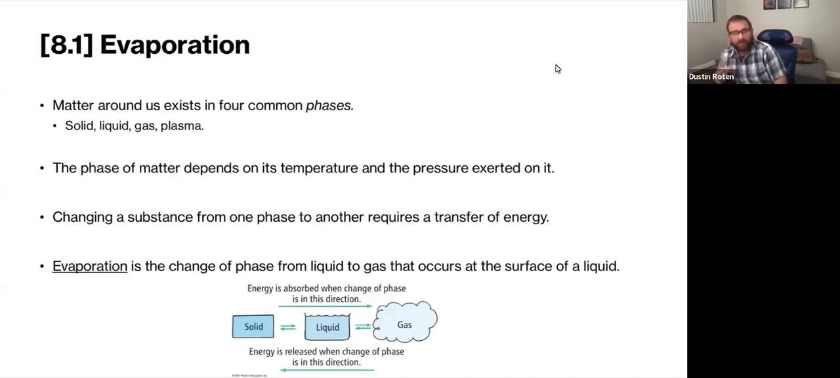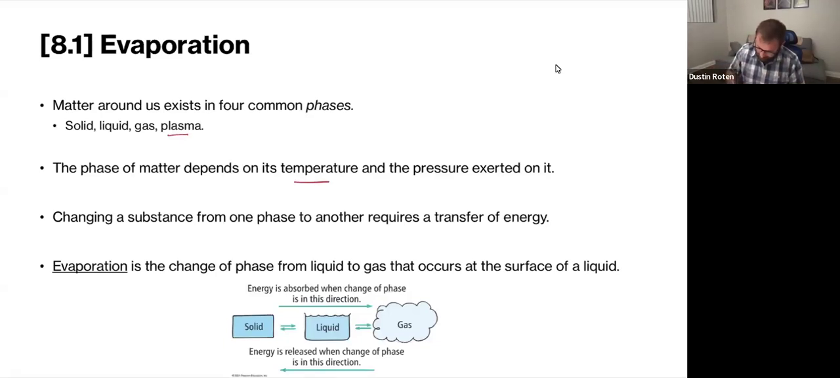So let's start with just some of the basics here with evaporation. As we said before, matter around us exists in four common phases: solid, liquid, gas, and plasma. Although you don't really see plasma often, it is a fourth state of matter, but you're very familiar with solids, liquids, and gases, and that's what we'll talk about mostly here in the first couple of lectures of thermodynamics. The phase of matter depends on its temperature and the pressure exerted on it.